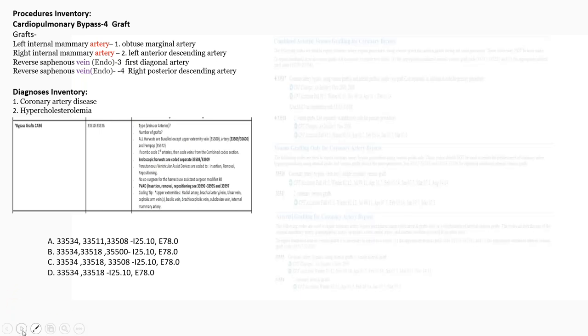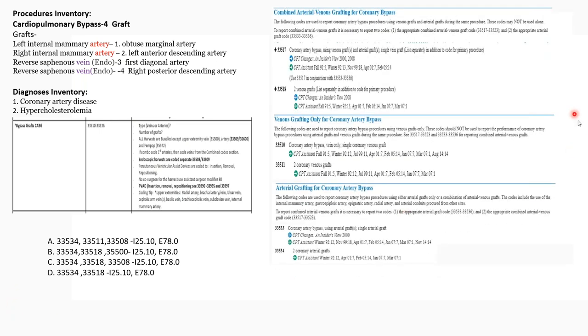Okay, let's move on. Let me take a quick look into the chats. Too many hamburgers and French fries. That was a good one. Okay, these are our code options.